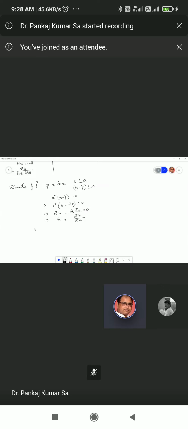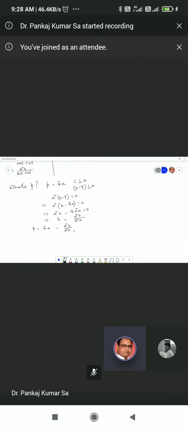So what is P? P is equal to x cap A, which is nothing but the scalar quantity A transpose B upon A transpose A times the vector A. So this is what our outcome is.